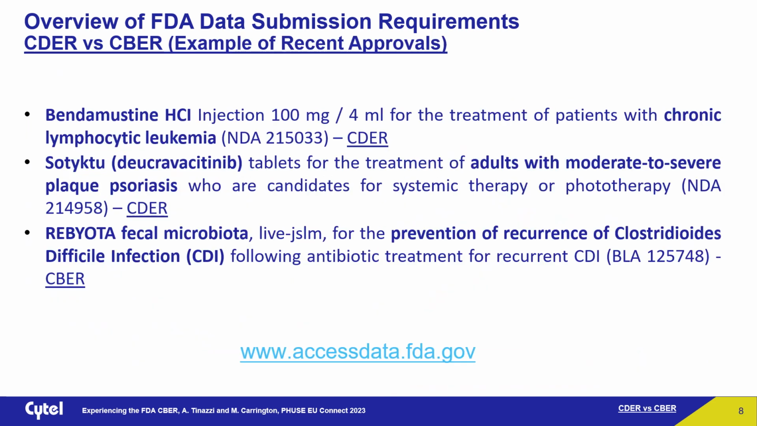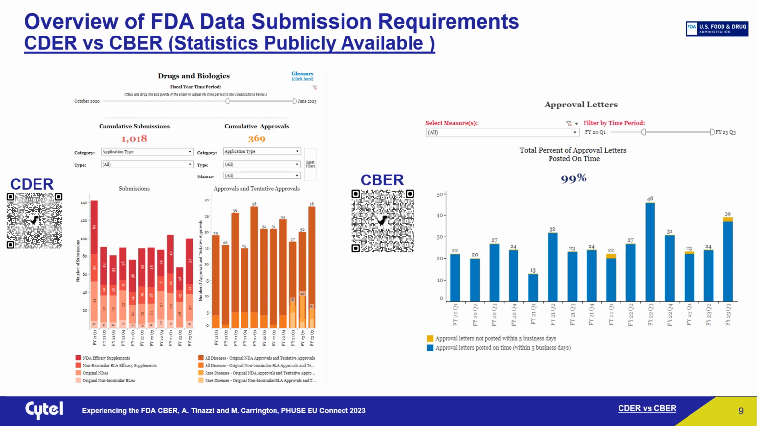You can get some example of recent approved drug and biological products from the Access Data FDA portal, where you can also have access to technical documents, minutes, etc., etc. You can find here the link. The two divisions maintain also a portal where you can query for statistics of number of approval requests and approvals, that can be also filtered through different filtering options.